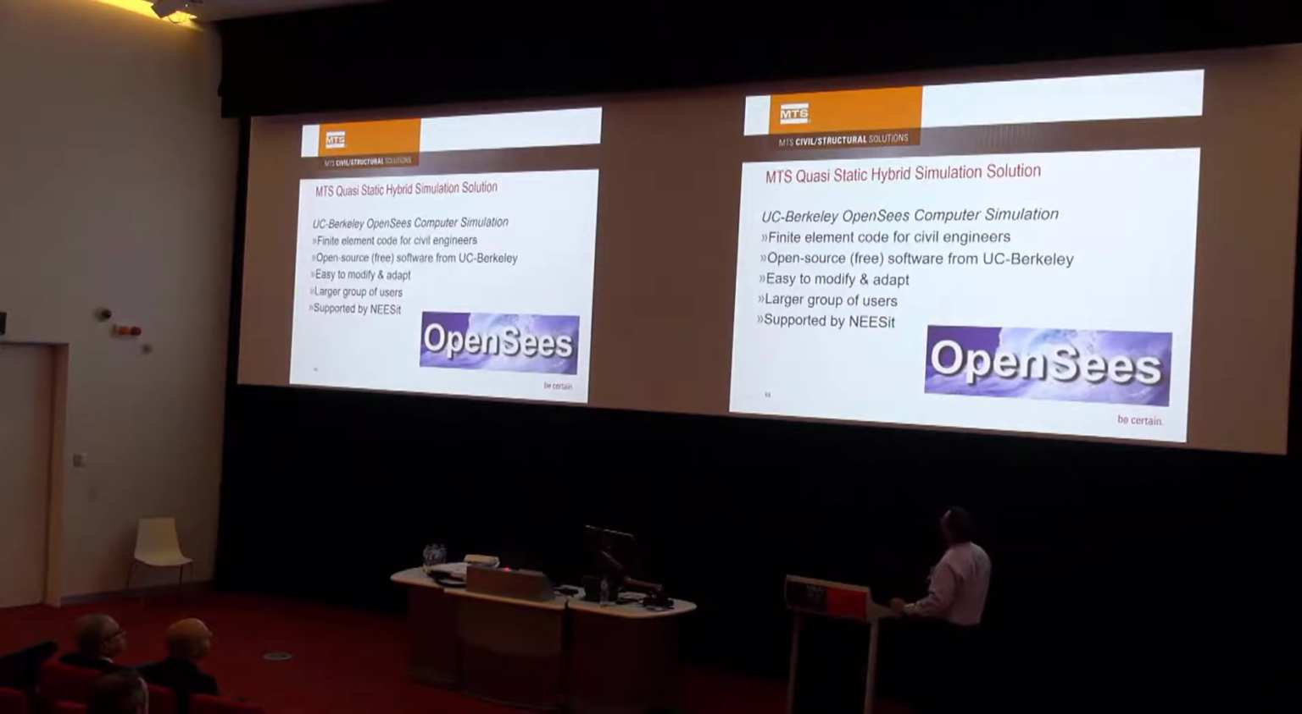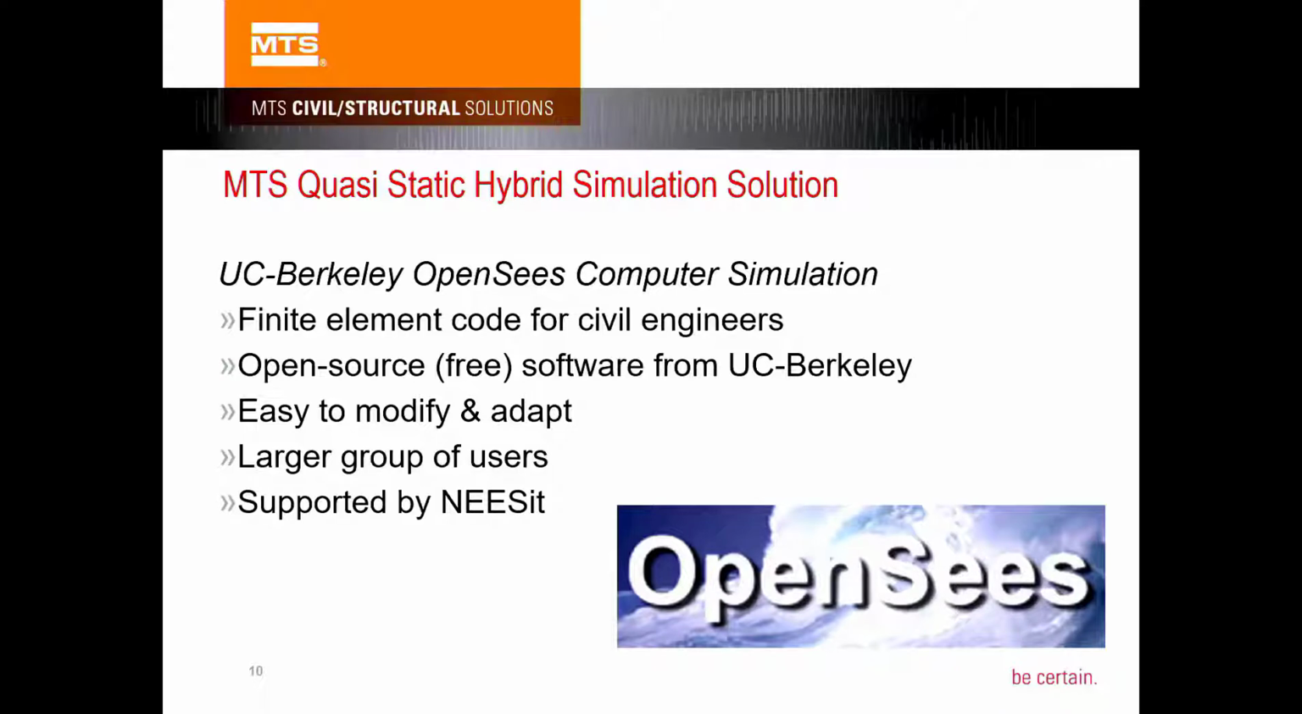OpenFresco is the software developed for hybrid simulation, and it connects to different analysis software like ANSYS, like OpenSees. OpenSees is also UC Berkeley developed finite element analysis software, and it is by far the most widely used in civil structure for hybrid simulation. Most of our customers use OpenSees to do hybrid simulation.